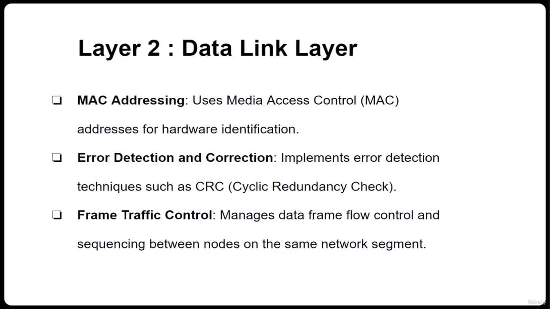OSI Layer 2 is the data link layer. It's going to work typically with our network switches. A switch is a network device that we use to connect all of our network devices within a local area network. At OSI Layer 2, the data link layer, we use MAC addresses for our identification. Remember, a MAC address is our media access control.